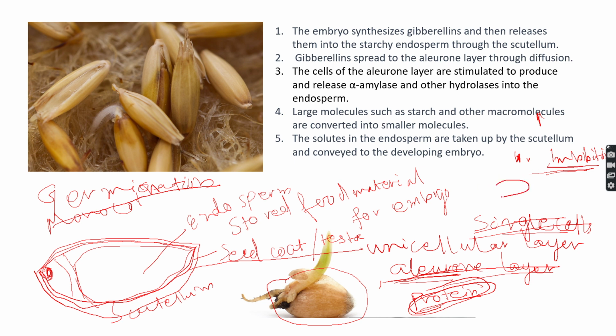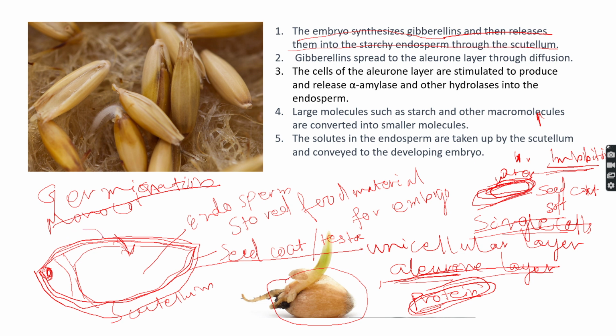In imbibition, what is happening? The hard seed coat is absorbing or adsorbing water, and because of this the hard seed coat is now soft. Because of this softness in the seed coat, water can enter into the seed. Now the embryo synthesizes gibberellin and then releases it into the starchy endosperm through the scutellum.